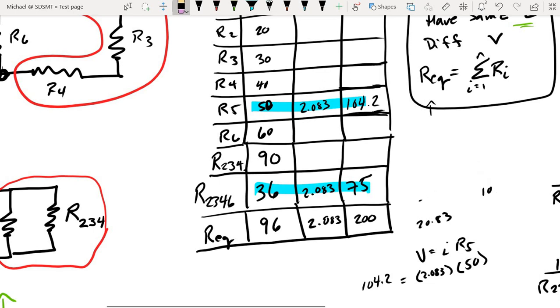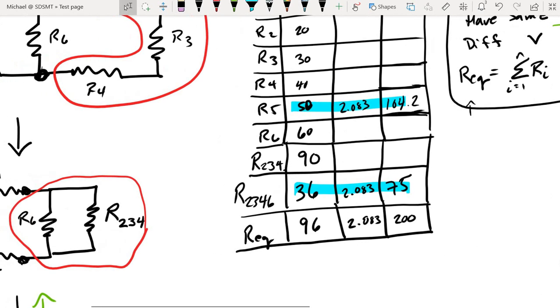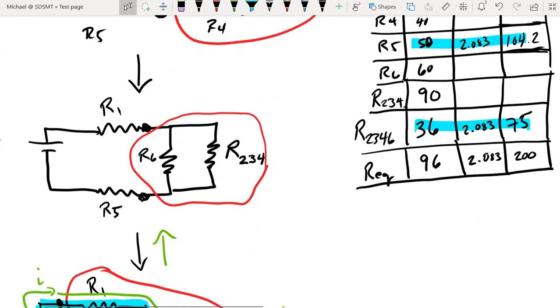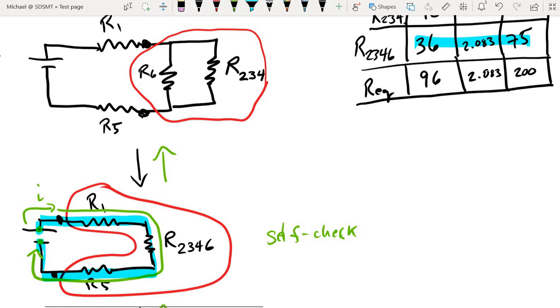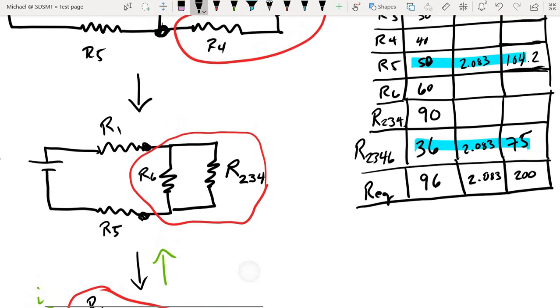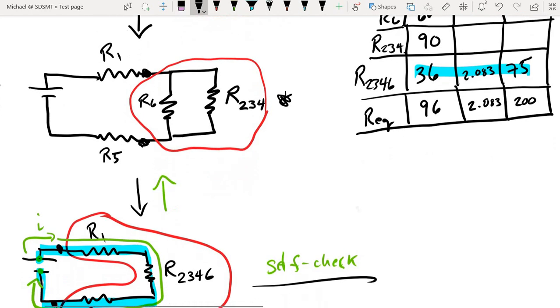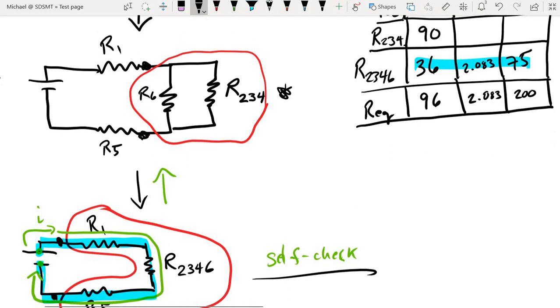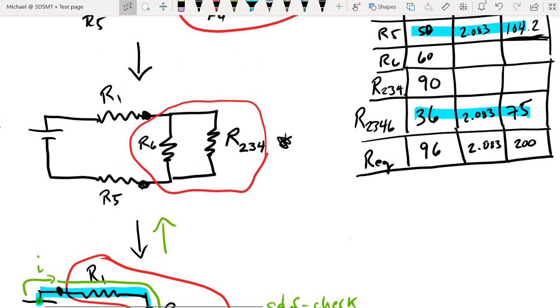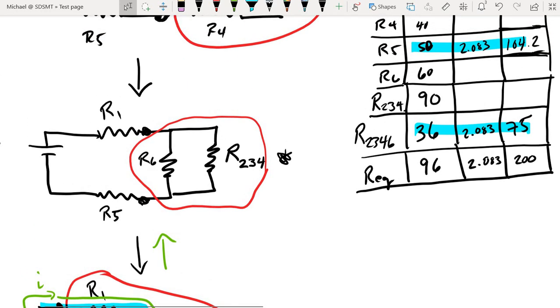Now I'm going to erase this stuff so that I can make room for the next round of calculations that I have to make. Because now that we've done our self-check, we're ready to progress up to the next diagram. So here what we're doing is we're going to take resistor 2, 3, 4, 6 and break it up into resistor 2, 3, 4 and resistor 6.